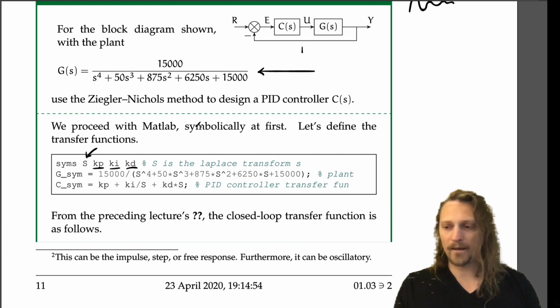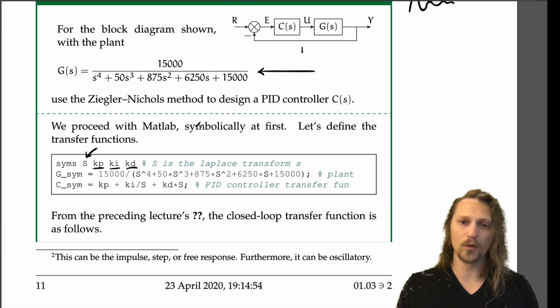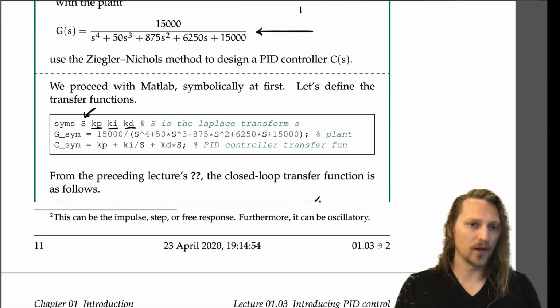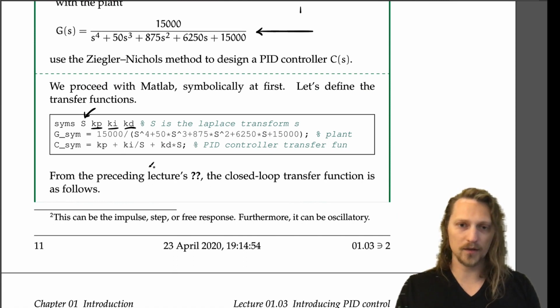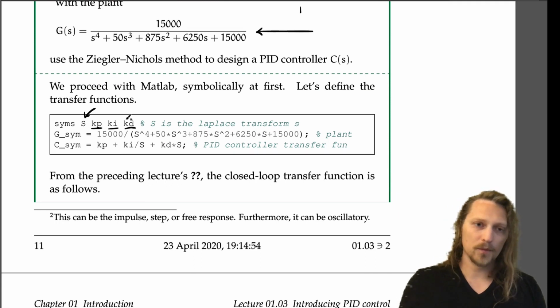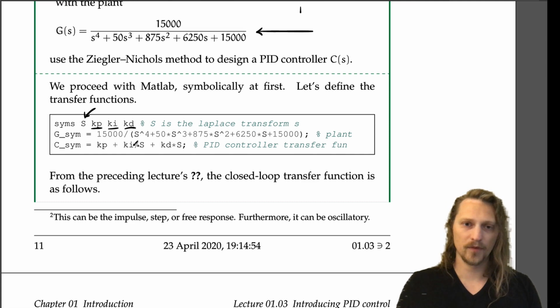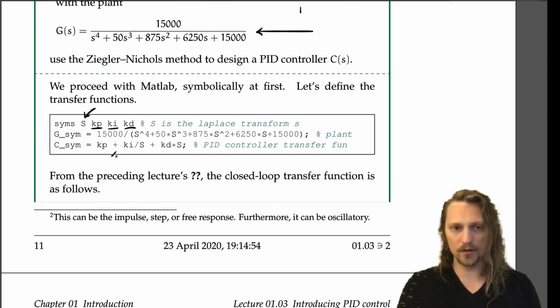And there are several ways to do design in MATLAB with controllers. This is just one way, and I think it's a useful way to do it. So let's start out symbolically. You need the symbolic toolbox, of course. So we'll symbolically define the plant transfer function here, and we'll also symbolically define the PID controller transfer function, which has a proportional, an integral, and a derivative term.